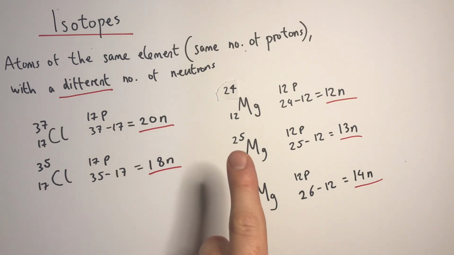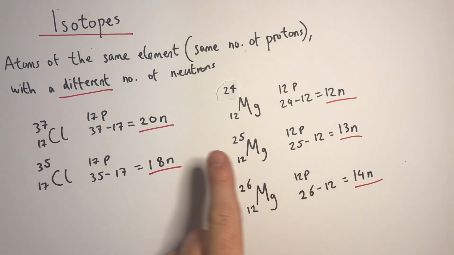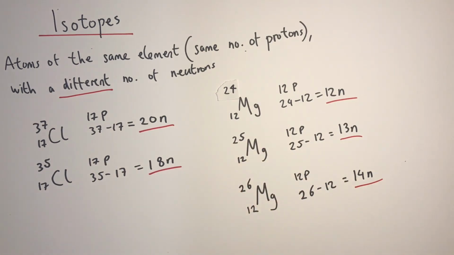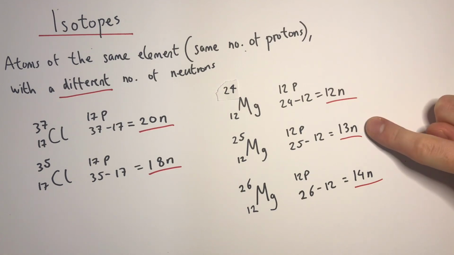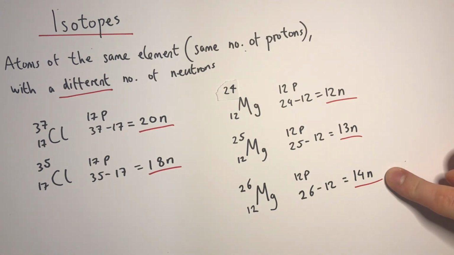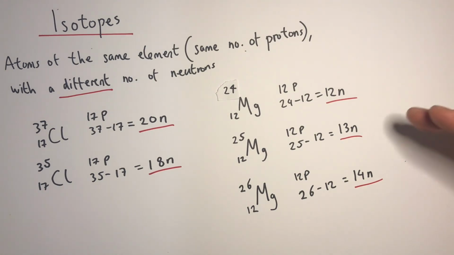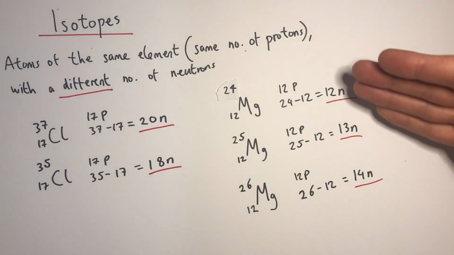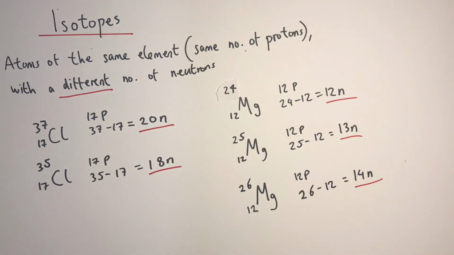Another example, this time got 3 isotopes. This is for magnesium. Magnesium's got an atomic number of 12, but it may have 12 neutrons, 13 neutrons, or 14 neutrons, depending on which isotope we are dealing with. Again, different number of neutrons, same number of protons, these are isotopes.